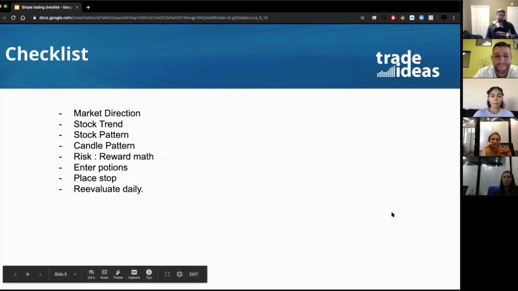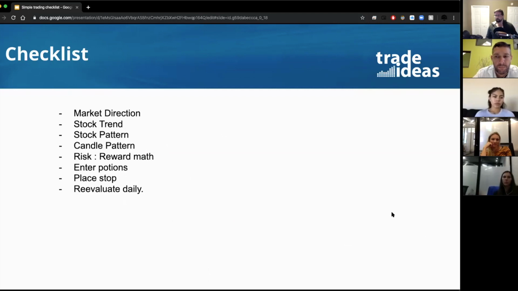So, simple checklist, and that will be it. Market direction: which way is the market going? What do I think the market's going to do next? Trend, right? Uptrend, downtrend, easy enough. Stock pattern, we saw this before, right? Is it your bull flag, bear flag, double top, double bottom?